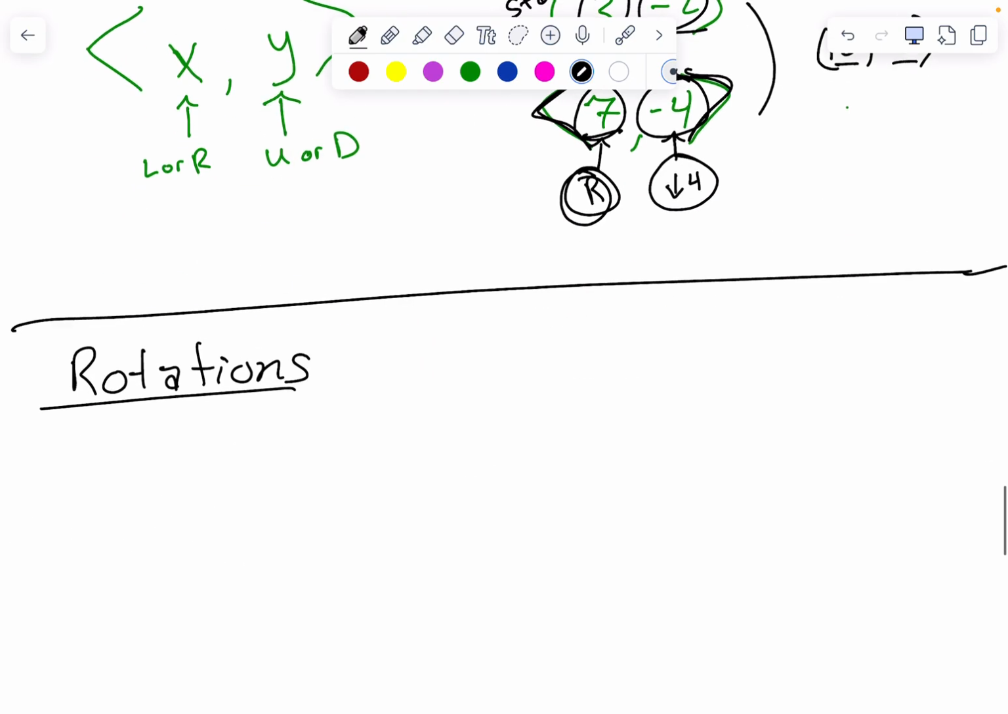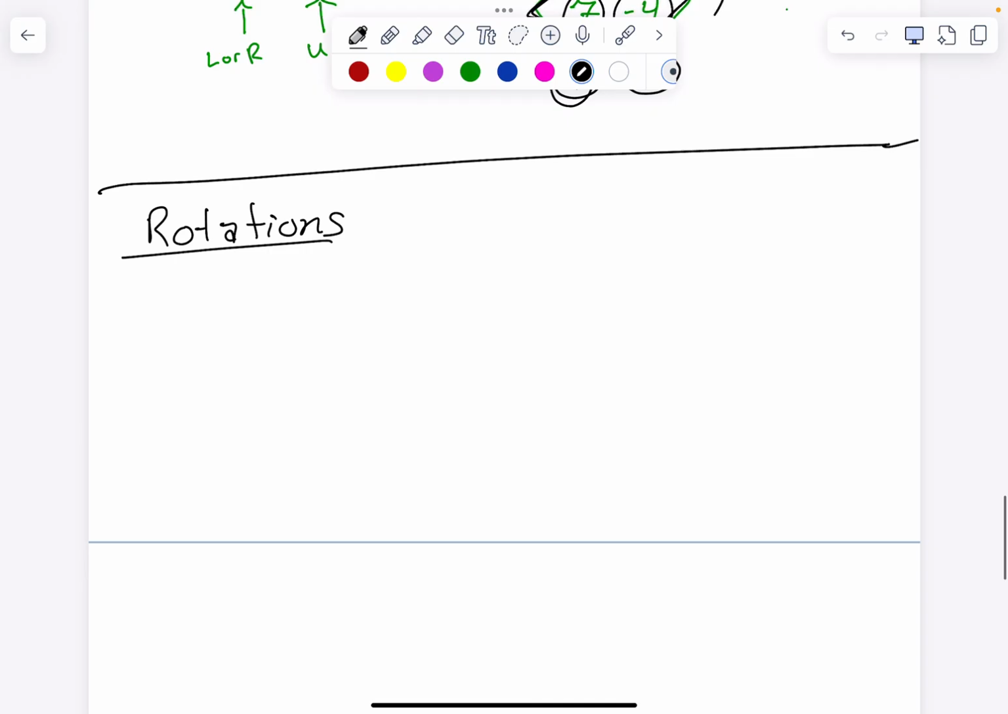Okay? All right, let's go down to rotations. We have 3 different kinds of rotations. In Chapter 2, we did a 90-degree rotation, a 180-degree rotation, and a 270-degree rotation. And these ones have little ways to cheat.